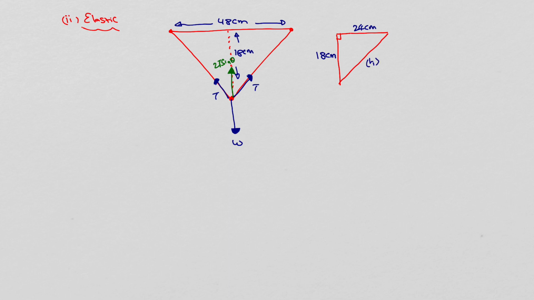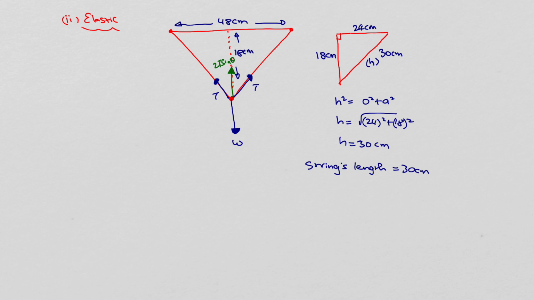In other words, what is the hypotenuse here? So h squared is O squared plus A squared, we know from Pythagoras. So therefore h is going to be the square root of 24 squared plus 18 squared, which is now a new length of 30 centimetres. Okay, so this triangle here, that's 30 centimetres. So therefore the string's length is now 30 centimetres.